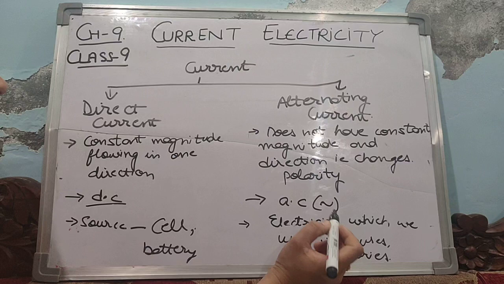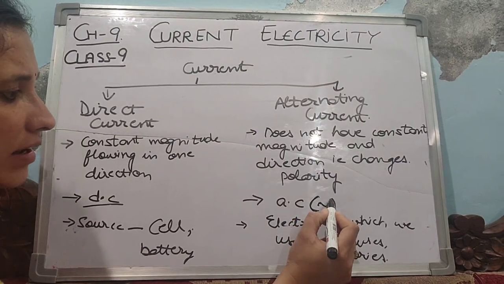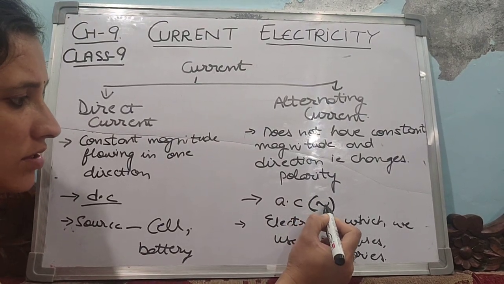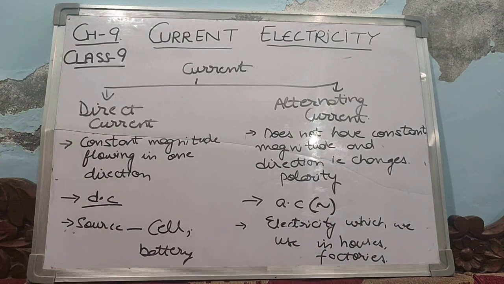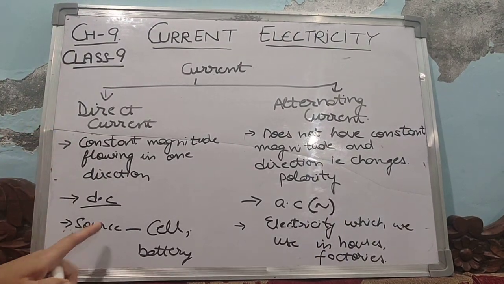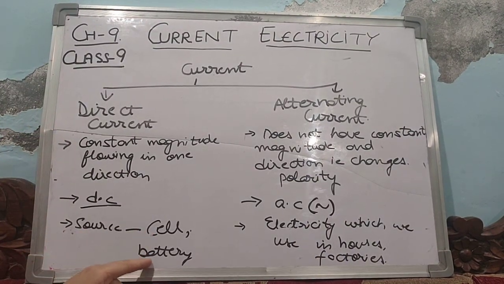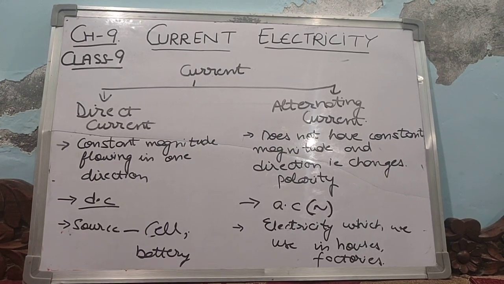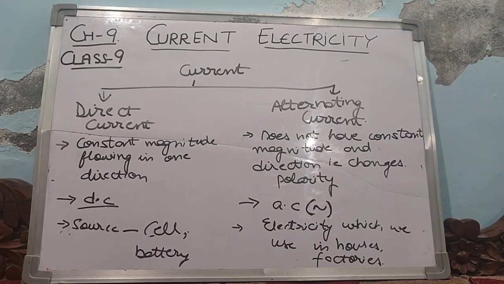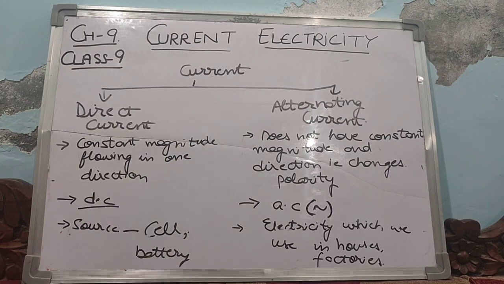Direct current is denoted by D.C. and alternating current is denoted by A.C. We can represent this alternating current with a sine wave also. So this is a symbol for your sine wave. Now sources for direct current are your cell, battery, while the electricity which we use in house and factories uses alternating current.